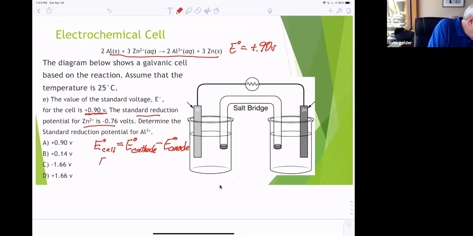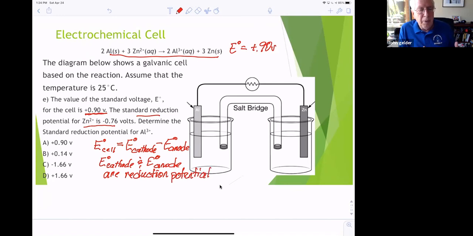The E0 for the cathode and the E0 for the anode are reduction potentials, or standard reduction potentials. And you know that we only provide standard reduction potentials. We don't ever ask for standard oxidation potentials. We don't have tables of standard oxidation potentials because we're only interested in standard reduction potentials.